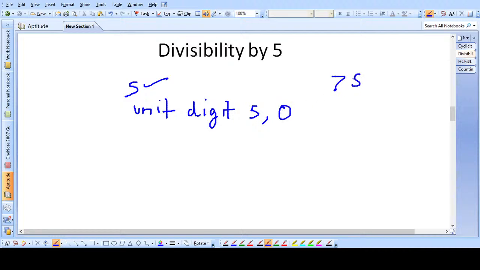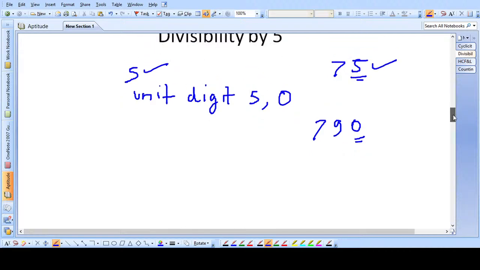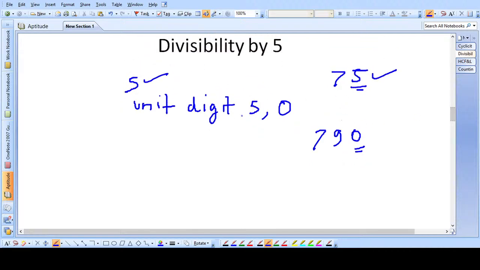Suppose let's take an example, 75. The unit digit contains 5, so it is divisible by 5. Let's take a bigger number, 790. It has 0 at the end, hence it is divisible by 5. Either the unit place can be 5 or 0.